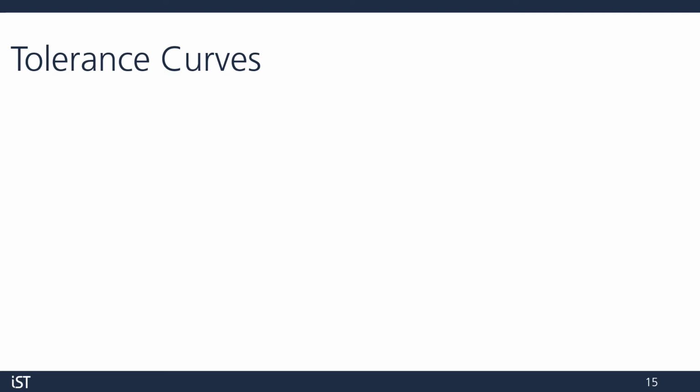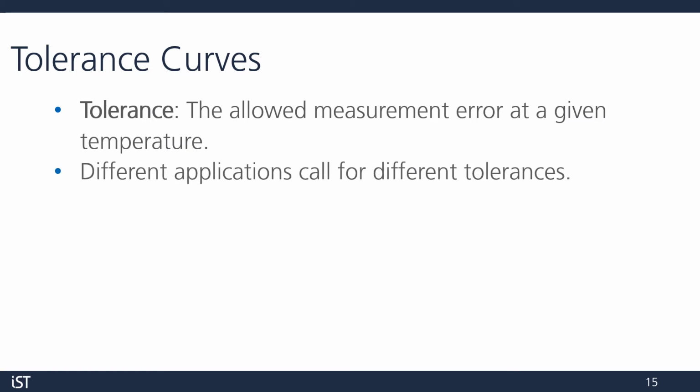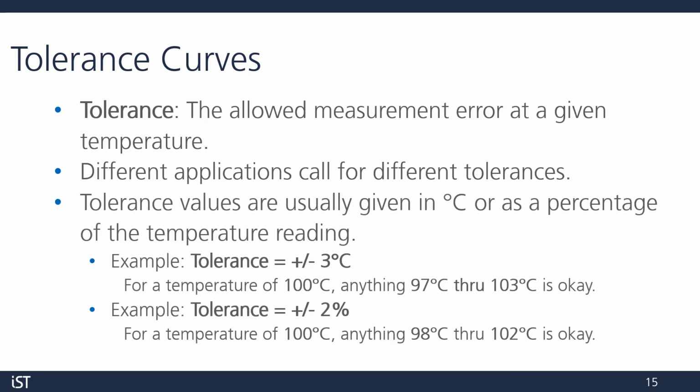Thin film RTDs are made available with different tolerance ratings. The tolerance refers to the allowed measurement error at a given temperature. Different applications call for different tolerances. For example, a medical device might require a tighter tolerance than an HVAC application. Tolerance values are usually given in degrees Celsius or as a percentage of the temperature reading.